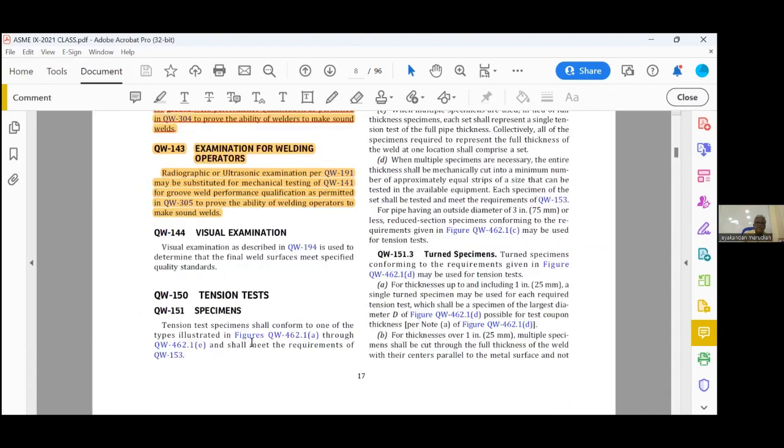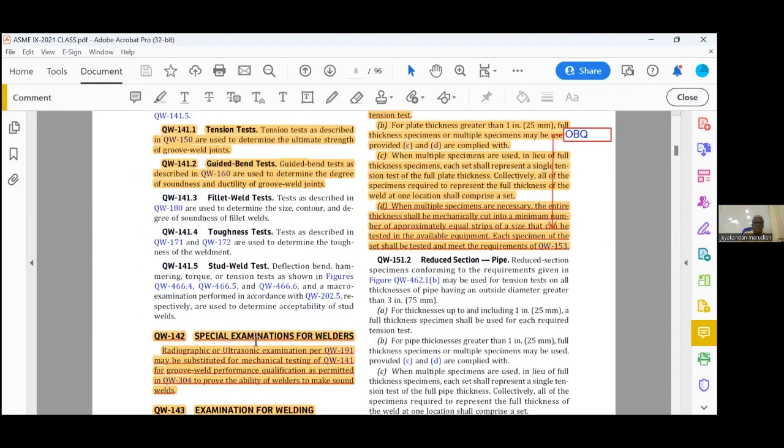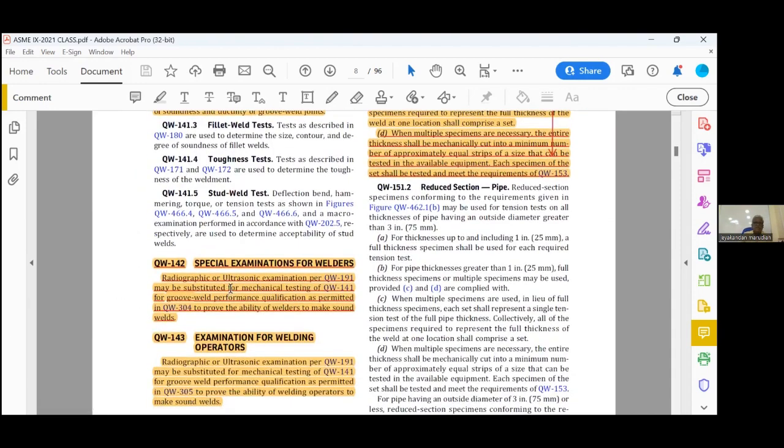Then page number 17, QW 142. Radiography or ultrasonic examination may be substituted for mechanical testing for groove weld performance qualification to prove the ability of the welder to make sound welds.